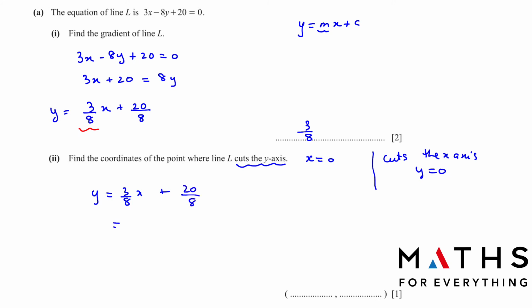You can simplify the 20 over 8, replace the x with 0. So it's 20 over 8. x is 0, y is 20 over 8. When we simplify it, we will get 5 over 2. Write it as a decimal or a mixed number.